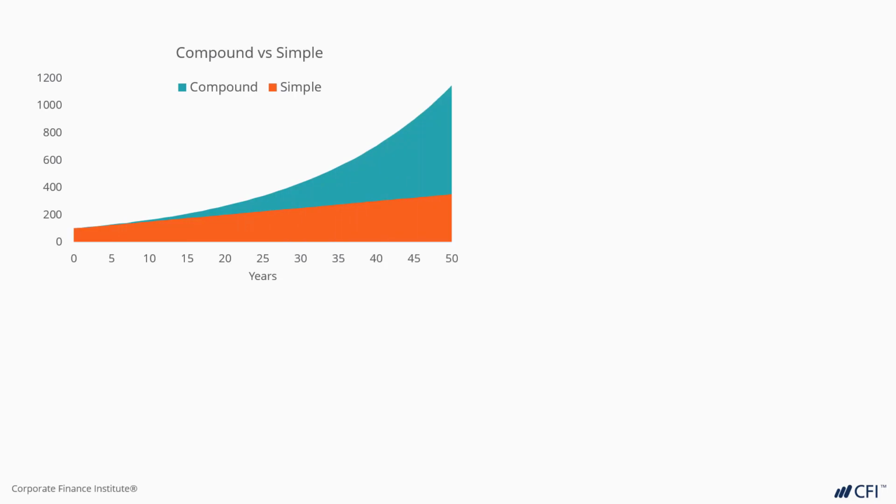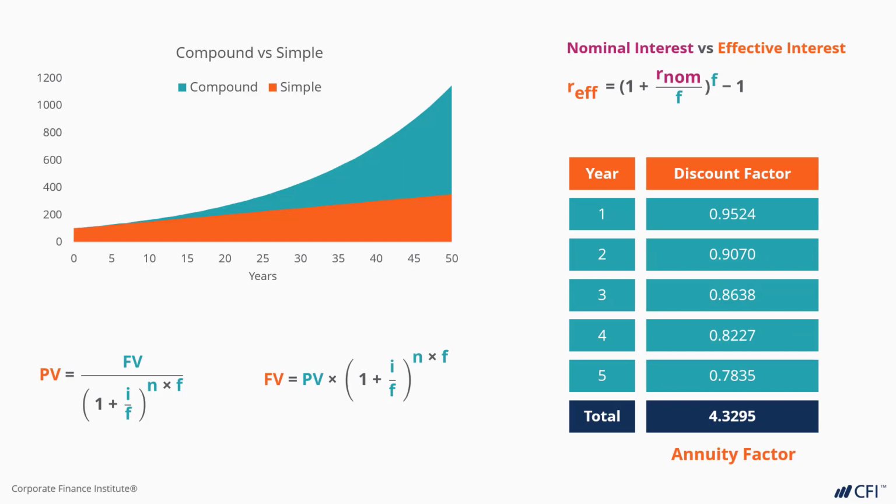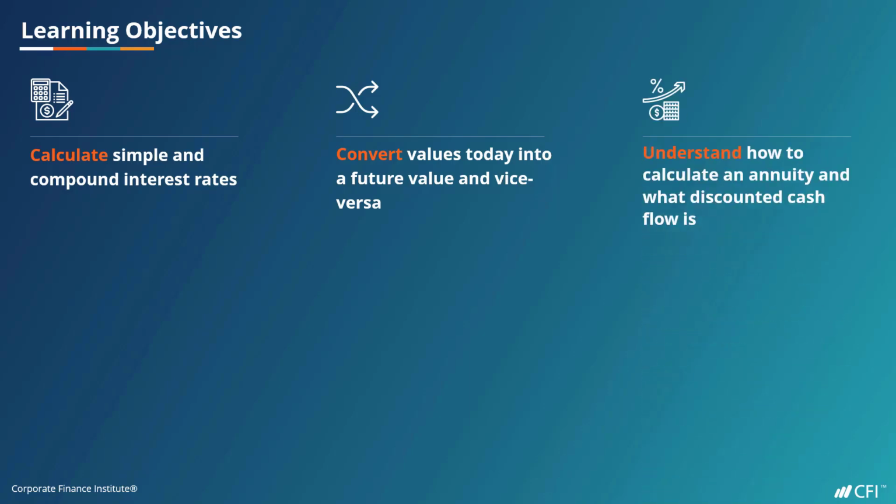Much of what you do in the capital markets will be built on a solid foundation of mathematics, and after taking this course, you will be armed with the applied math to help you navigate many of the concepts of finance. In this course, I will explain what simple and compound interest rates are and how to calculate them. Then, by building on that, I will teach you how to convert values today into a future value and vice versa. Lastly, I will apply those concepts to help you understand what annuities and discounted cash flow analysis are.